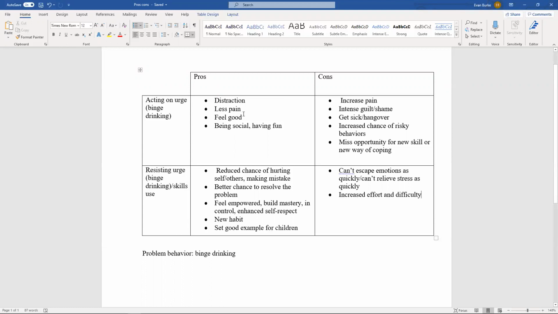Looking at distraction and pain relief, we can call those short-term effects because it doesn't necessarily solve a problem. Maybe you're distracted temporarily or temporarily relieved. The problem will still be there once you sober up. Okay, so let's put those as short-term.